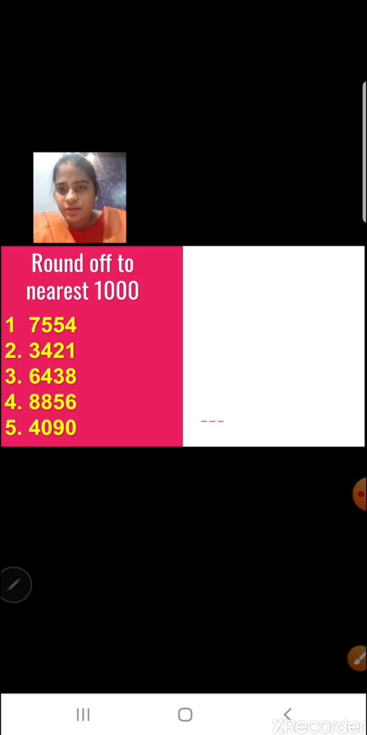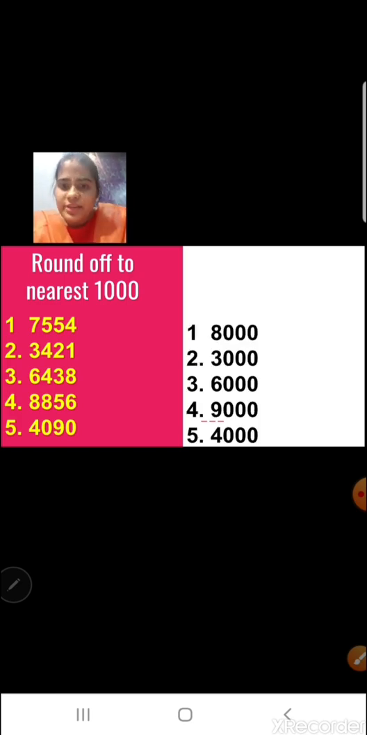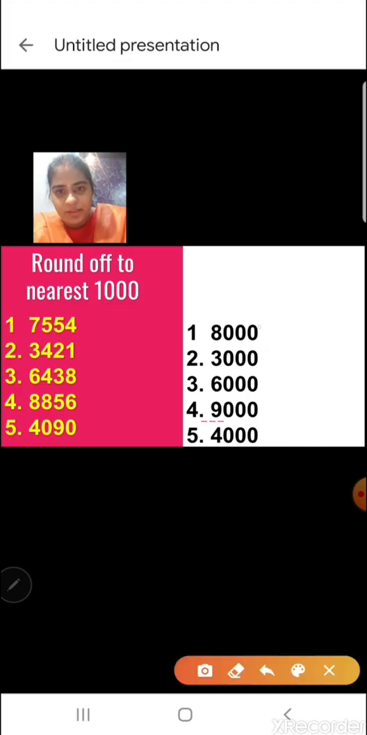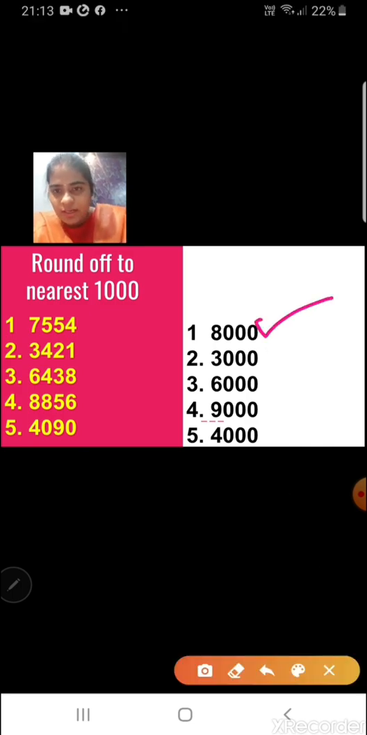Children, have you written your answers? Okay. Please check your answers. The first one, 7,554. If we round off, it will become 8,000. Because 5 is in hundreds place, so thousands place is going to change. If you got it right, you can just put a tick mark here that you have got correct.